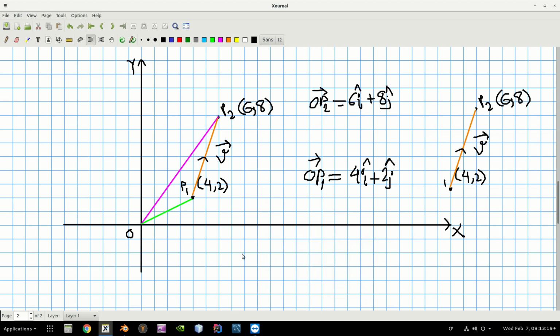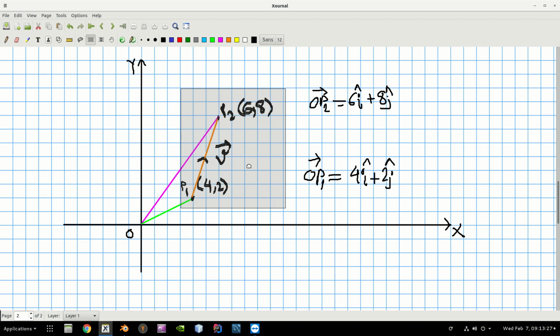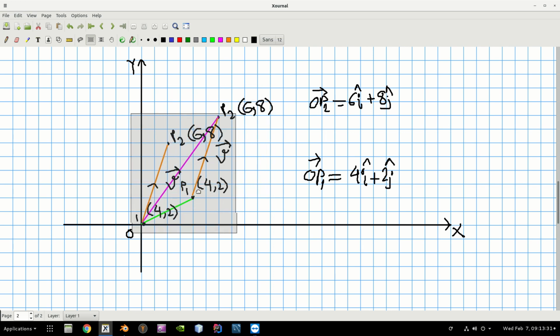So I'm going to use that to say that if I got this vector, I can actually place it over here for my convenience. It still remains the same vector. How is it a convenience for me? Because now I can see that for i hat, the coefficient is going to be 2, and for j hat, this is going to be 6. So this vector P1P2 is 2i hat plus 6j hat. Is this thing clear?